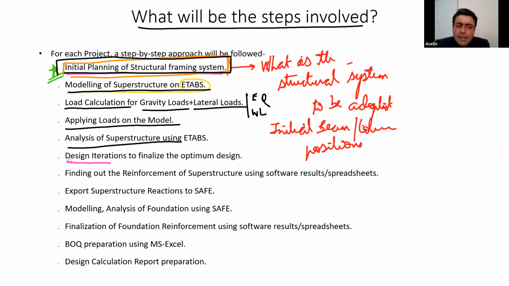Then we will do design iterations to finalize the optimum design. All these steps will be discussed in detail as we move ahead. Right now, I'm just giving you the step-by-step approach that we are going to adopt.